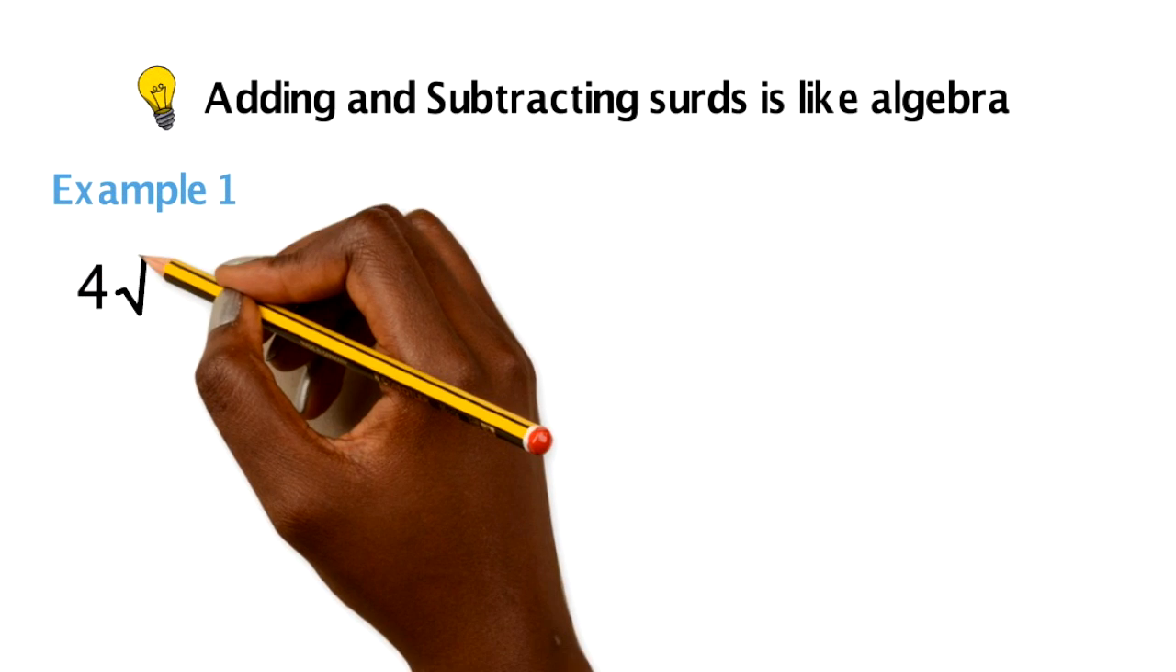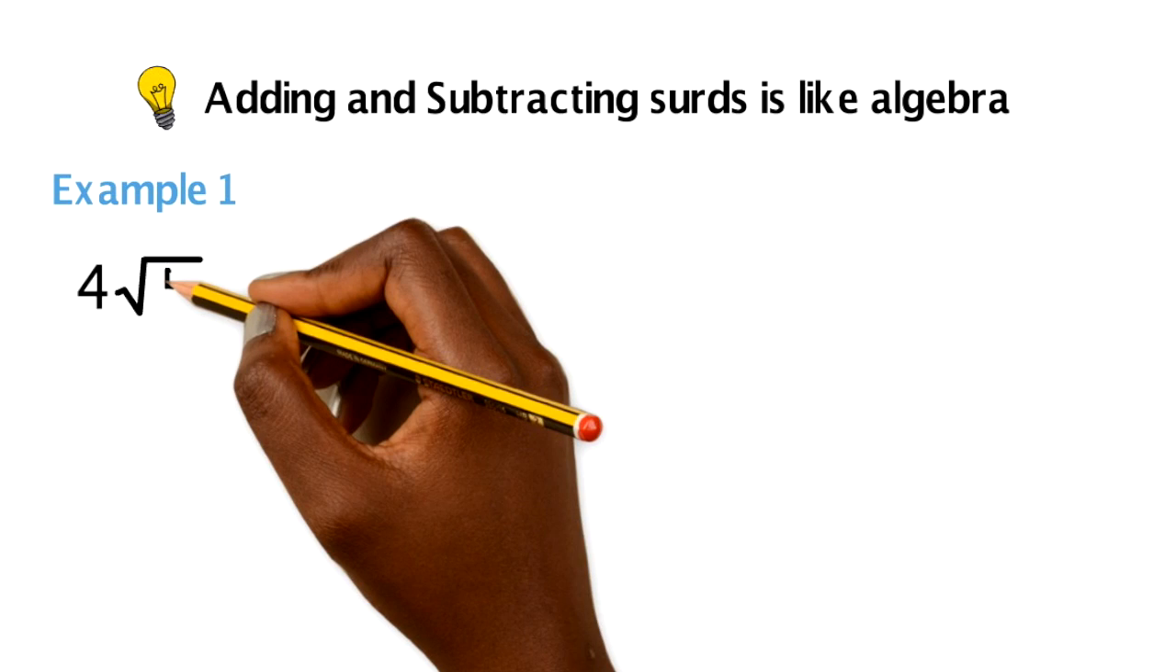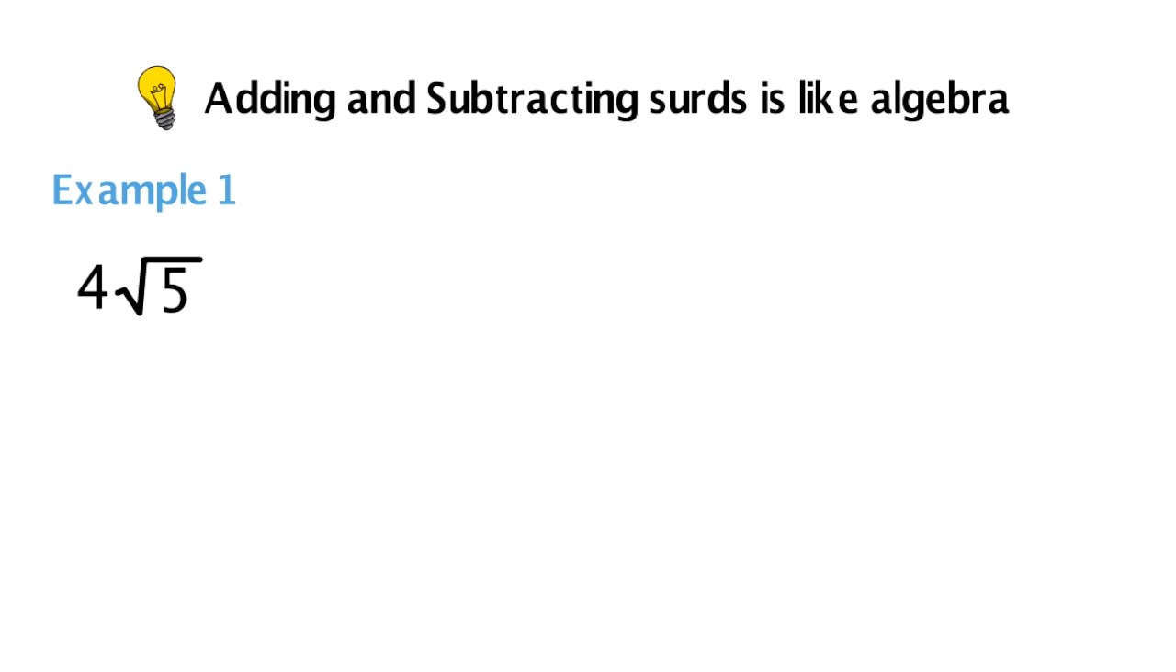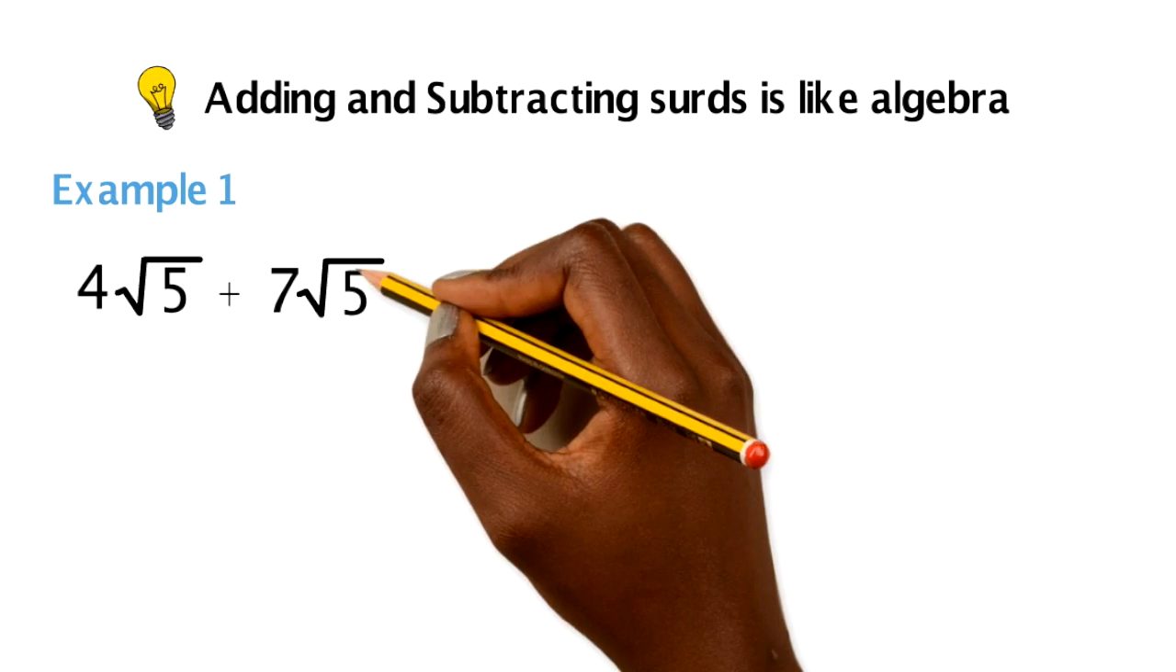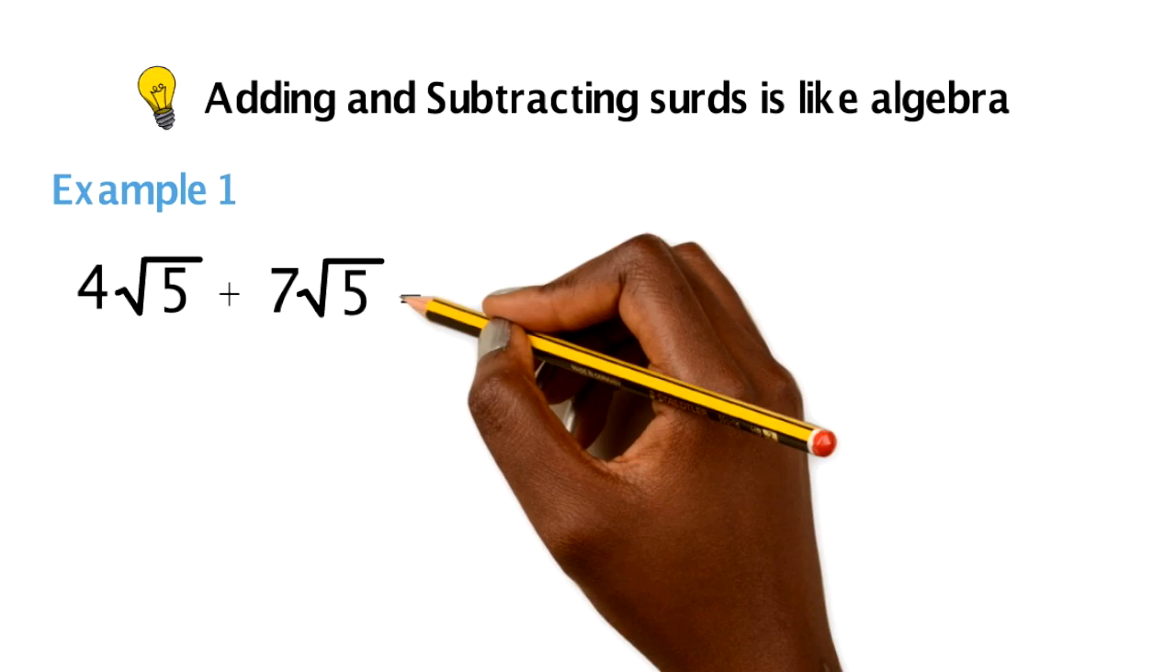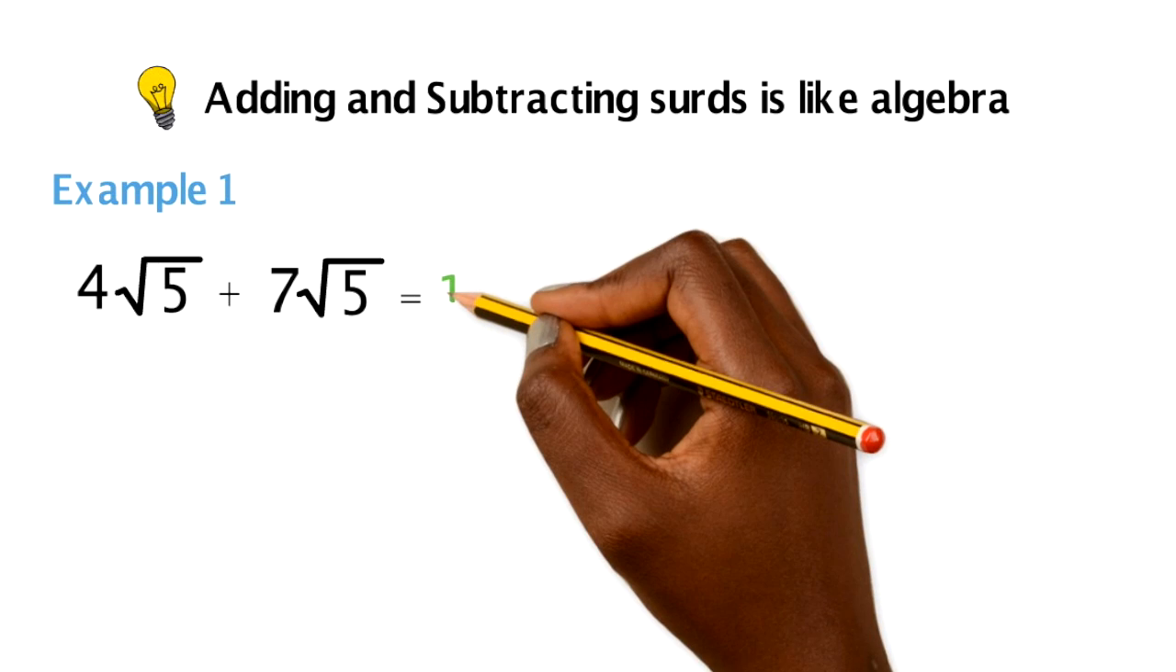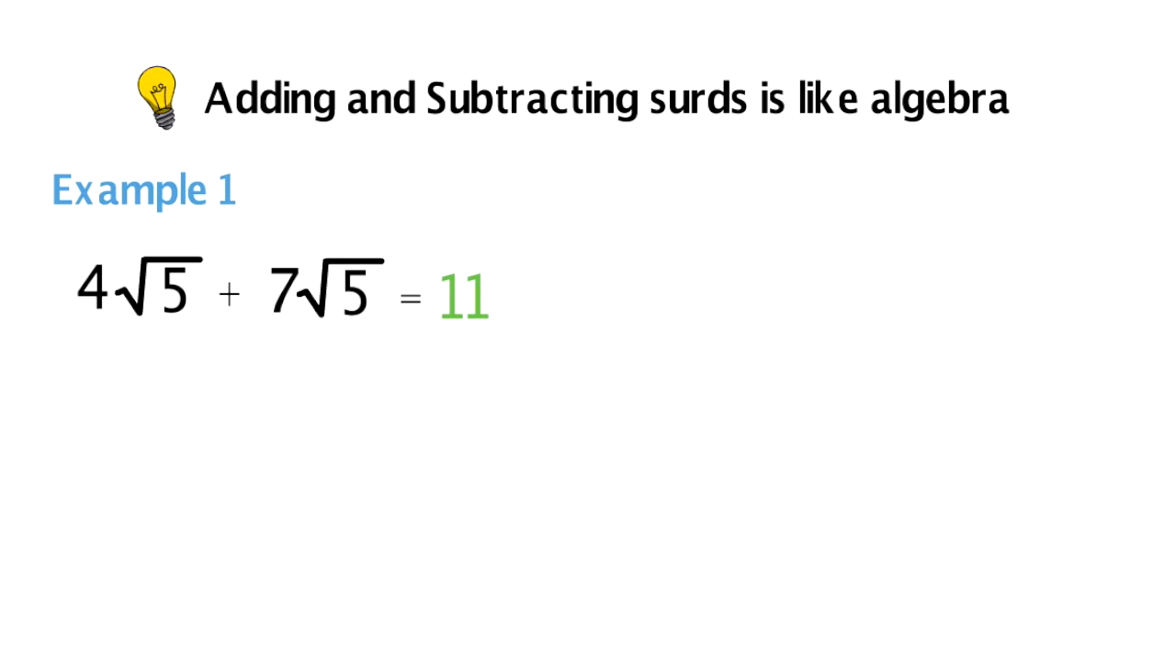So for instance, looking at adding, if we've got 4 root 5 plus 7 root 5, because both of the roots are the same, we could just add the two numbers outside together. So that would just leave us with 11 root 5. And one thing I want you to notice is that the root 5 has not changed.